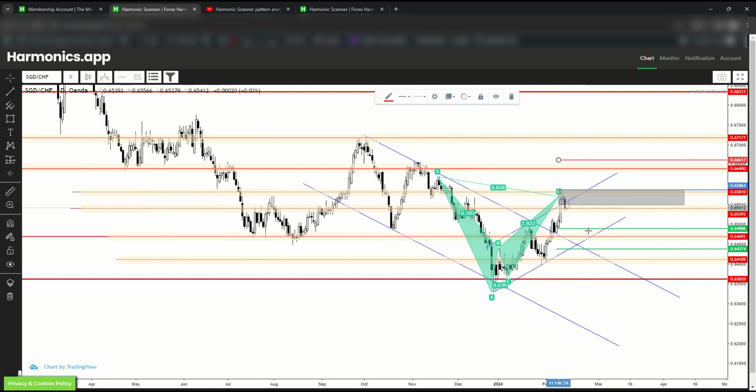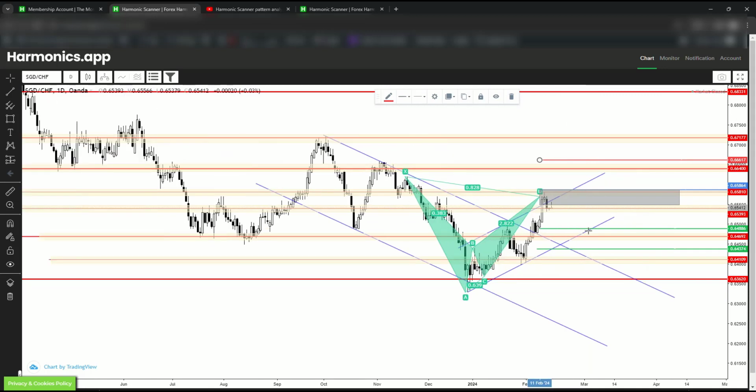So I will put this one into the weekly analysis, and I will watch how this price behaves next week. I will also inform you in the next week's analysis how this bat pattern is behaving and what would be. Is it invalid? Is it successful? Or is it still in the game? So for now, this is all for this weekly analysis.